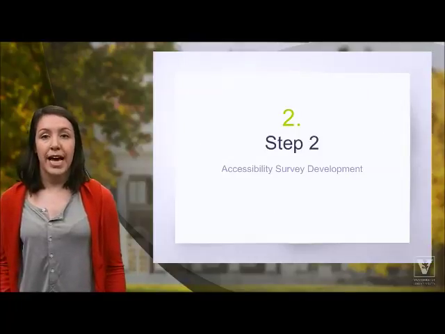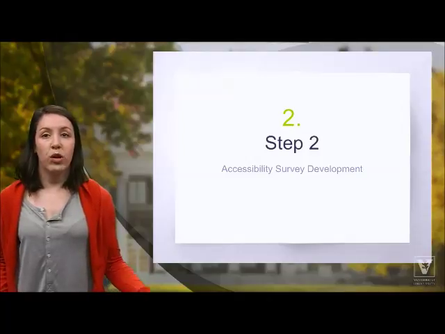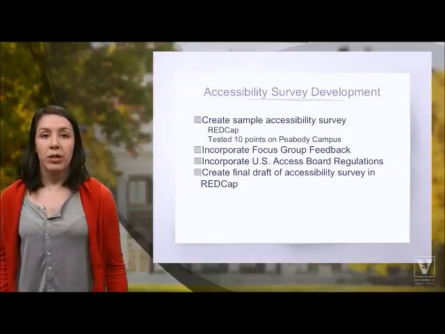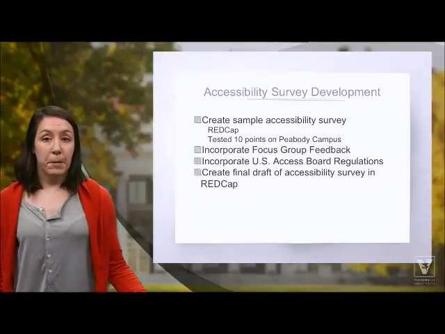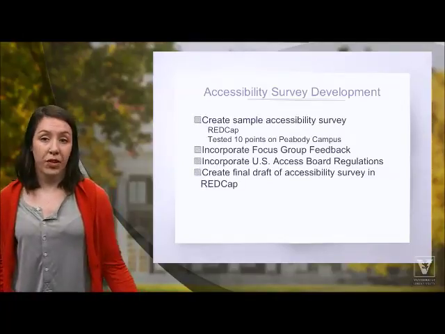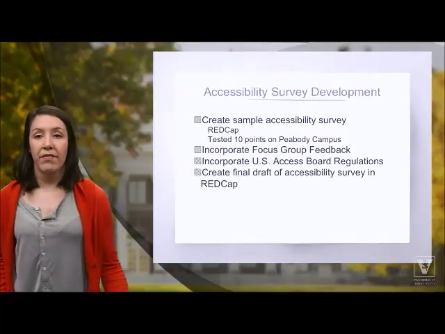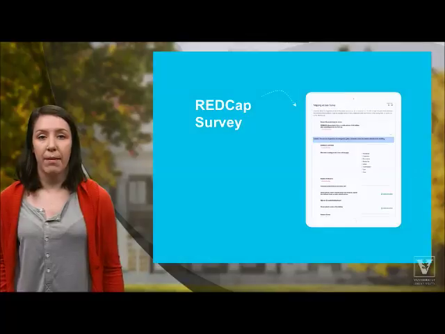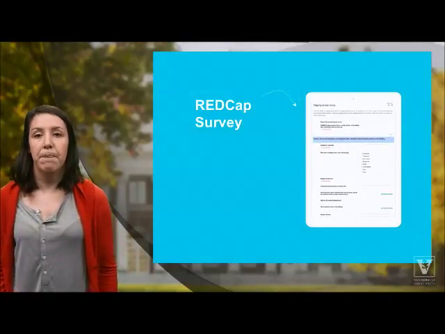So the second step is to actually develop this accessibility survey and figure out what points of accessibility we would want to collect data on. So we created a sample accessibility survey in REDCap. We tested points on the Peabody campus. We incorporated the focus group feedback, as well as the U.S. Access Board regulations. And then we created a final draft of this accessibility survey in REDCap. And here's a sample of the actual survey that we created in REDCap.